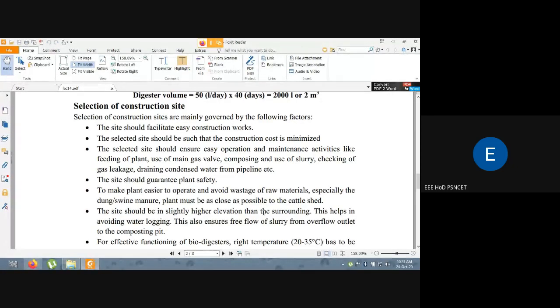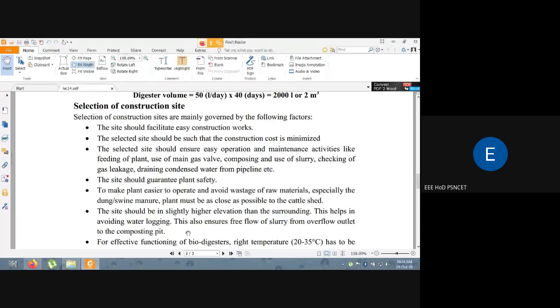So this also ensures free flow of slurry from the overflow outlet to the compost pit. So it will help in another way, that is overflow of slurry. Suppose the slurry fed exceeds, in a huge amount, it will overflow through the outlet tank. There is an overflow tank. Okay. So if we have placed it in a sloping structure, definitely it will come out, or else it may reach the gas pipes also. Okay. So it will help in two ways.